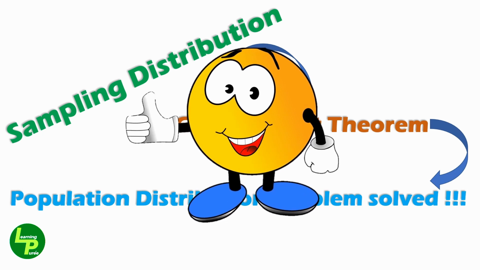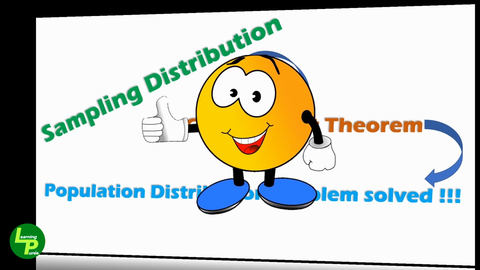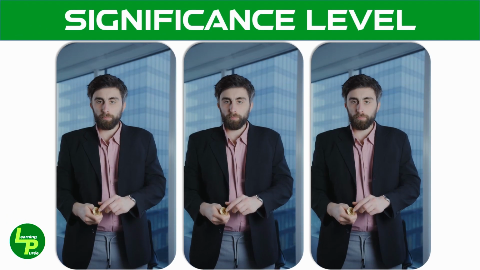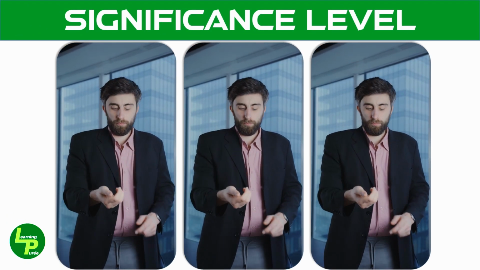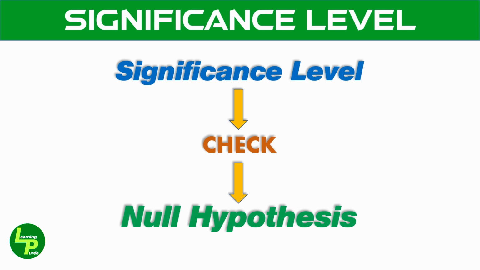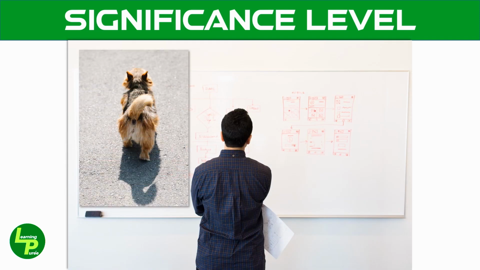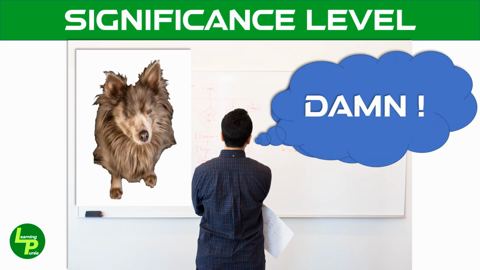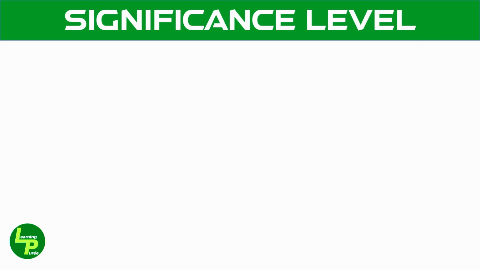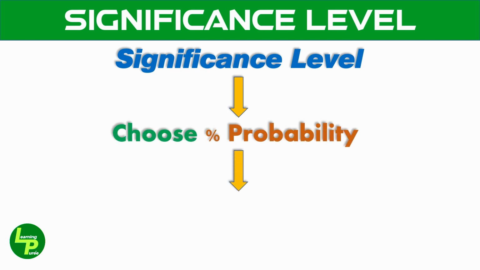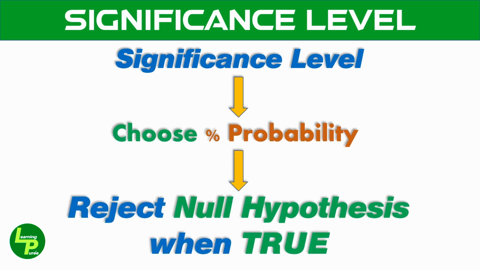Alright, having established this, let us move on and understand what is meant by significance level. Now, since we do not want to leave anything to chance, we choose a statistical significance level to check the claim for the null hypothesis. Statistical significance level indicates the percentage probability of accidentally making the wrong conclusion. It means that we will choose the percentage probability of rejecting the null hypothesis when it is true.